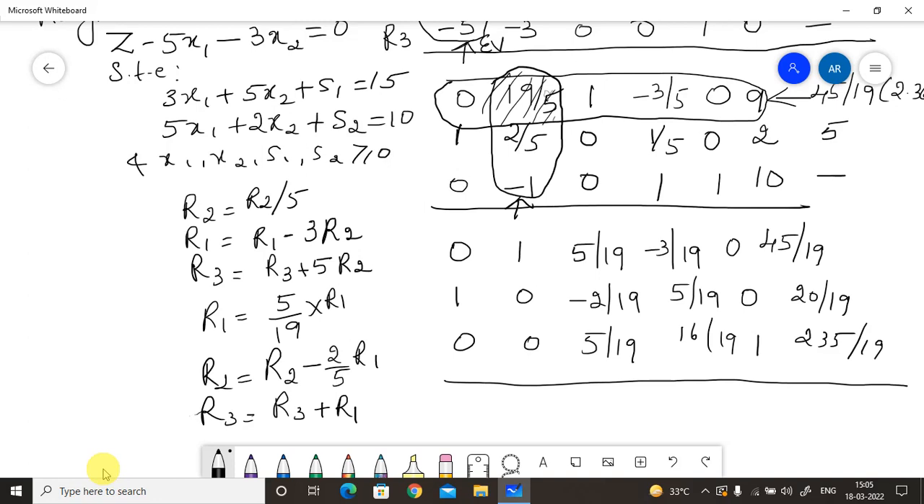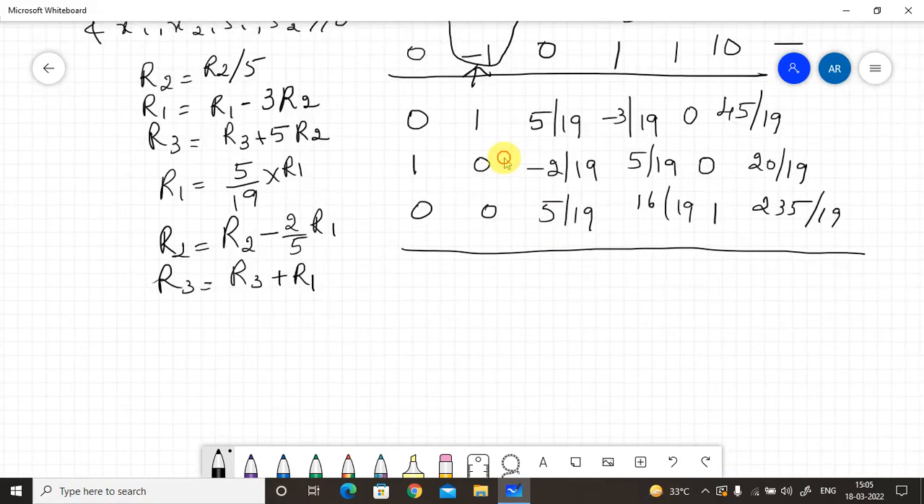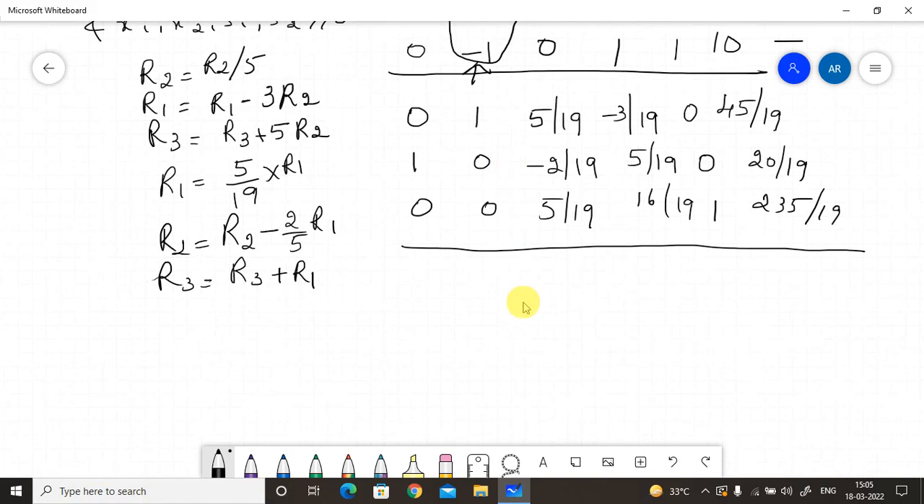So in this case, what is the value of max Z here? So max Z value will be 235 by 19. At, what is the value of x1? You can see that the first column is for x1, right? These are all x1 values, these are all x2 values, correct? In the x1 column, where is 1? You should have 0 0 1 0 1 0, there should be 2 zeros and only 1 one. So where is 1 here? 1 is here, and that is pointing to the RHS value 20 by 19.